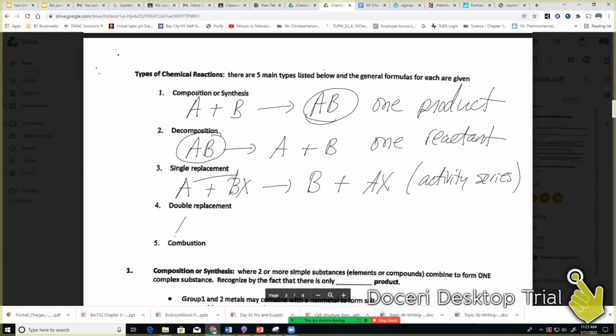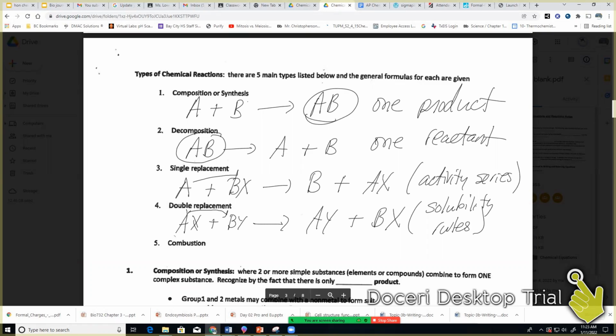Next, you have a double replacement reaction. I have 2 compounds, and the cations exchange places, which leads to 2 new compounds. On here, we use solubility rules, and we'll do those next week.